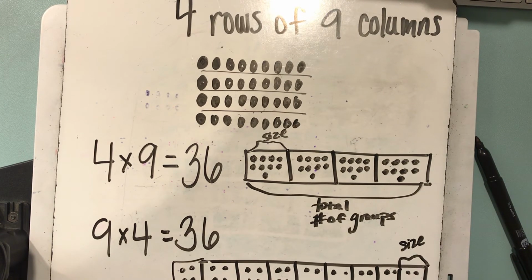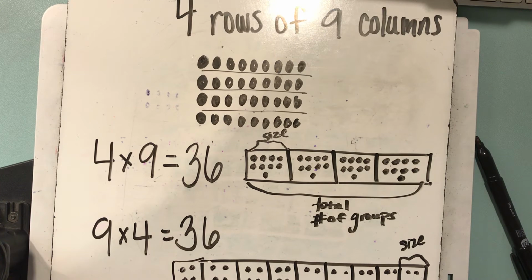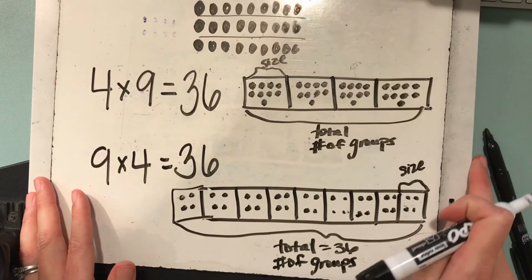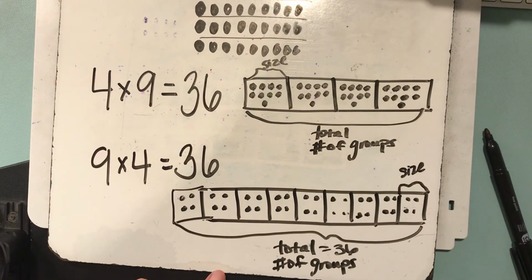This whole thing represents what? Not only the total, which is 36, but it also represents the number of groups. Can you guys see that? Oh, let me put it up a little bit. There you go. So it also represents the number of groups and the total.